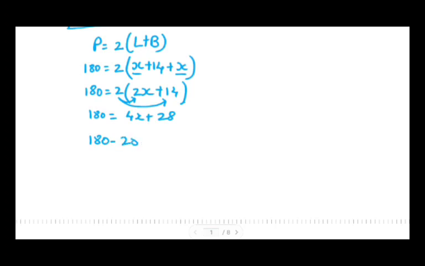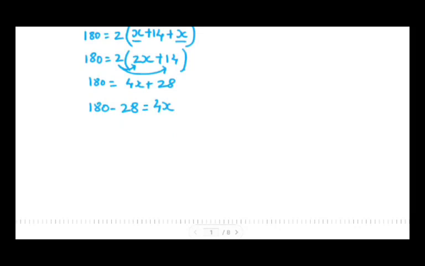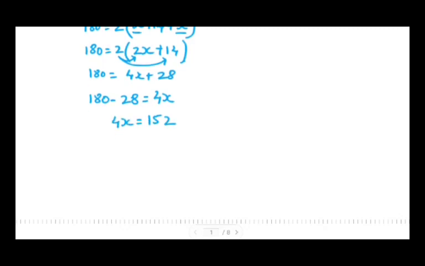180 minus 28 is equal to 4x. How much is 180 minus 28? It is equal to 152. So 4x is equal to 152. Yes, x is equal to 152 upon 4. 4 1s are 4, 4 3s are 12, remainder 3, 32, 4 8s are 32. What's my breadth? x is equal to 38.